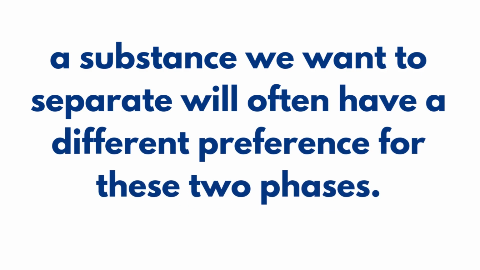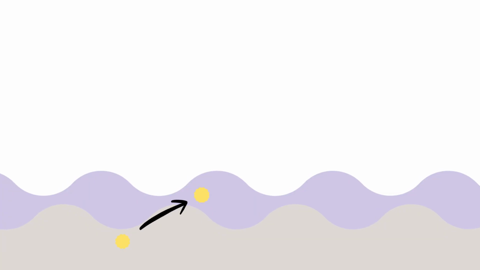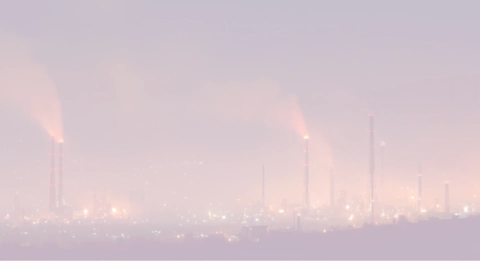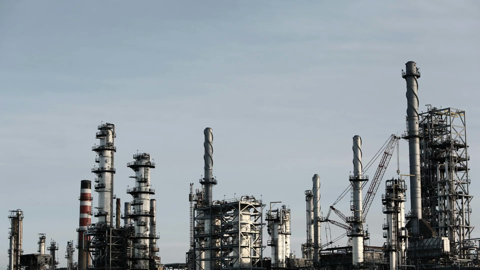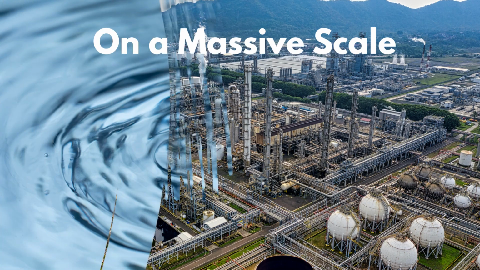The secret is that a substance we want to separate will often have a different preference for these two phases. It might be more soluble in one than the other. When the two phases meet, the substance seizes the opportunity to move, transferring from one phase to the other, effectively leaving its impurities behind. Engineers design tall towers and complex equipment to make this meeting happen on a massive scale, pushing the separation as far as needed to get incredibly pure products.